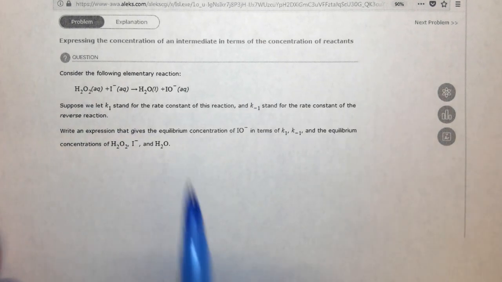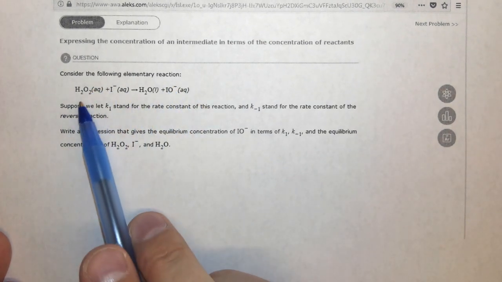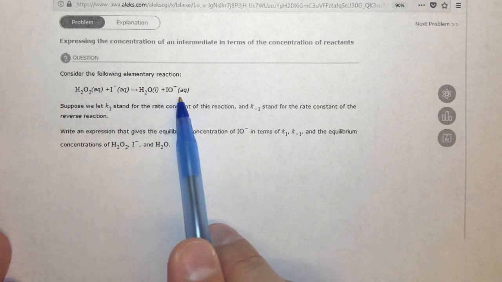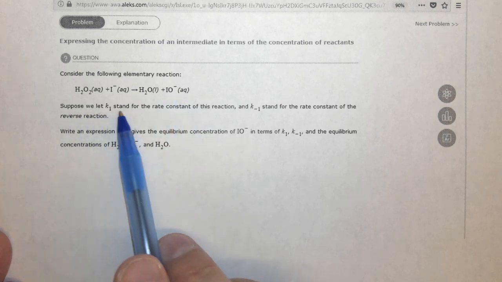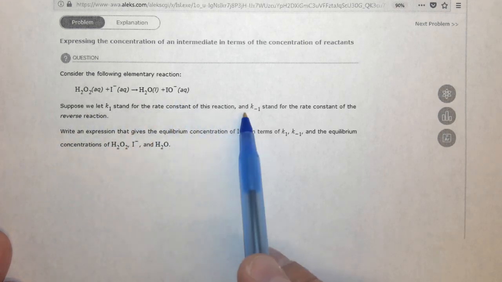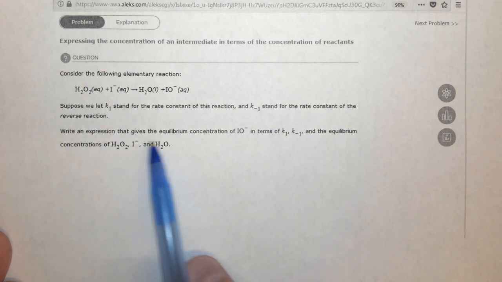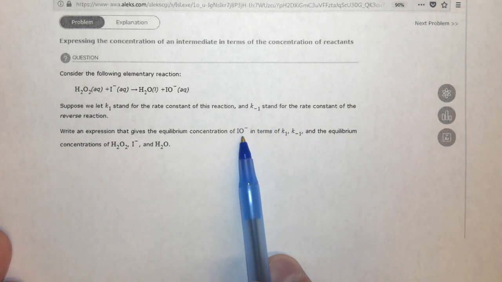This question says, consider the following elementary reaction. We have H2O2 plus I minus reacting to form water and IO minus. It says, suppose we let K1 stand for the rate constant of this reaction and K minus 1 stand for the rate constant of the reverse reaction. Write an expression that gives the equilibrium concentration of IO minus.